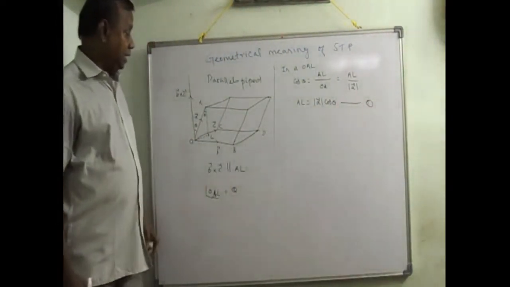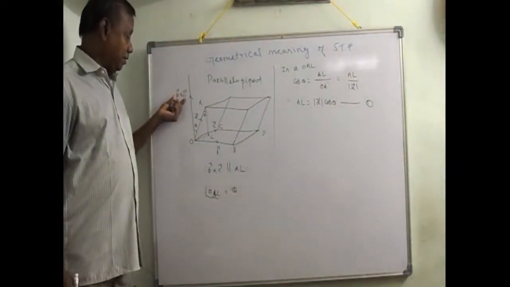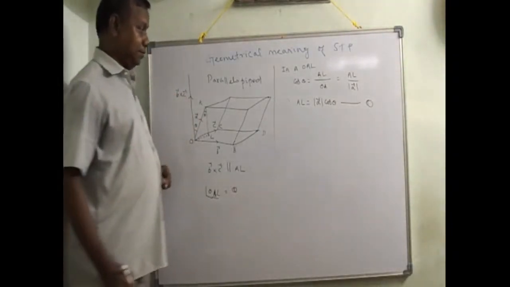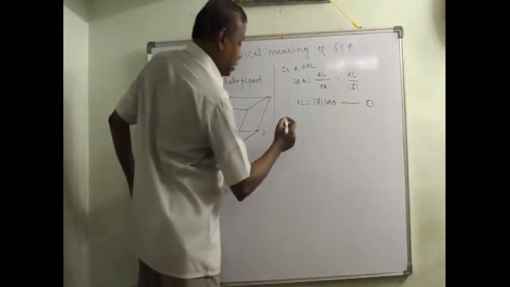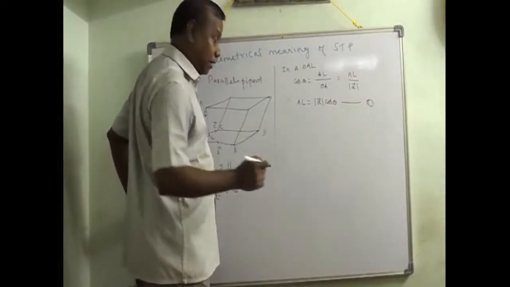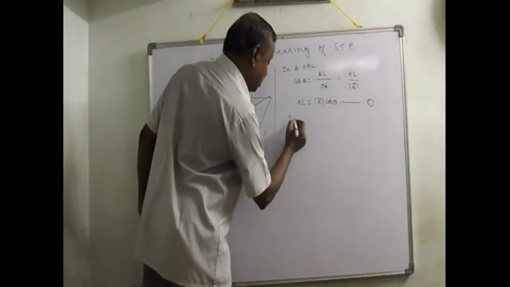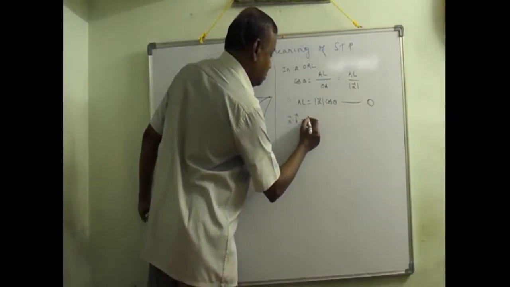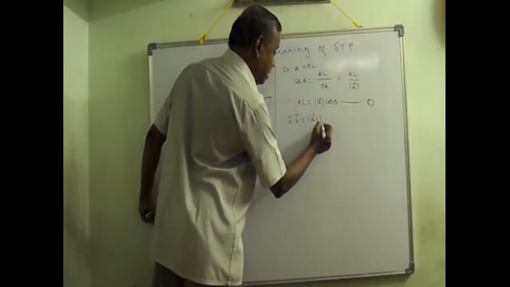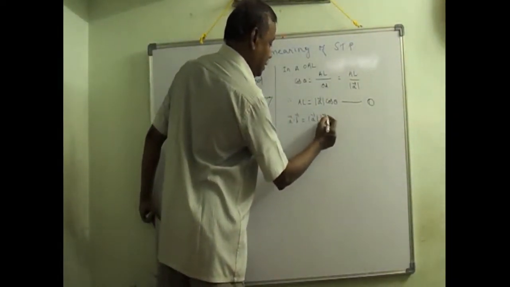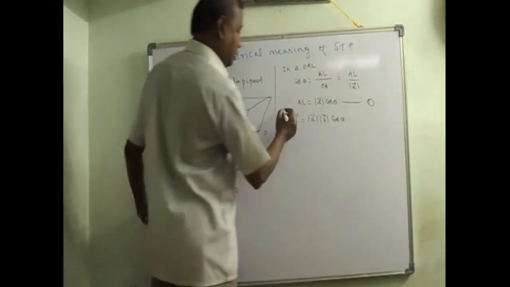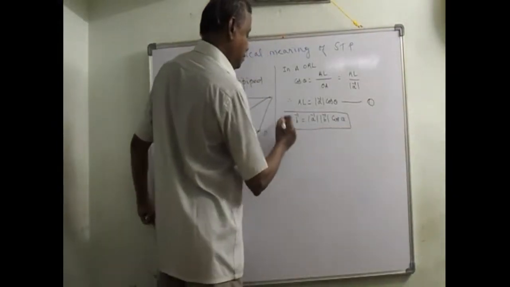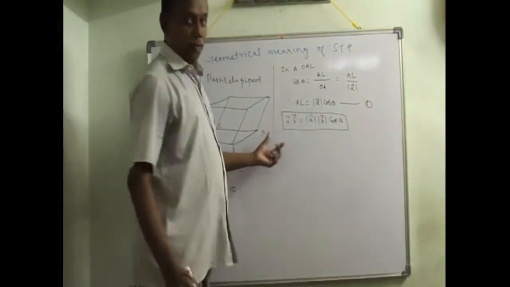Now, take the dot product between B vector cross C vector and A vector. But before that, we know the definition of the dot product of any two vectors: A vector dot B vector is equal to the modulus of the first vector A, the modulus of the second vector B, and the cos of the angle between these two vectors A and B.